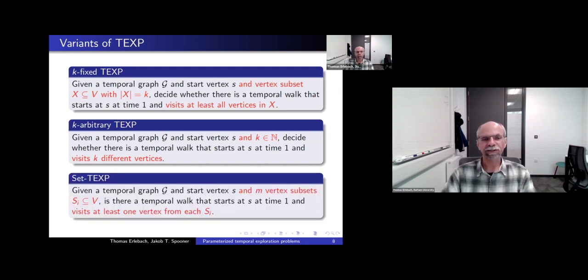And another version is the set vertex problem, where you're given m vertex subsets S_i, and your goal is to find a temporal walk that visits at least one vertex from each subset. So that's kind of analogous to the TSP problem with neighborhoods, where you don't have to visit every vertex of the graph, you just have to visit at least one vertex from each neighborhood. Or maybe you want to do sightseeing in Paris and you want to visit at least one park, at least one museum, and at least one restaurant. So you have 3 sets of destinations and you want to visit at least one of each set.